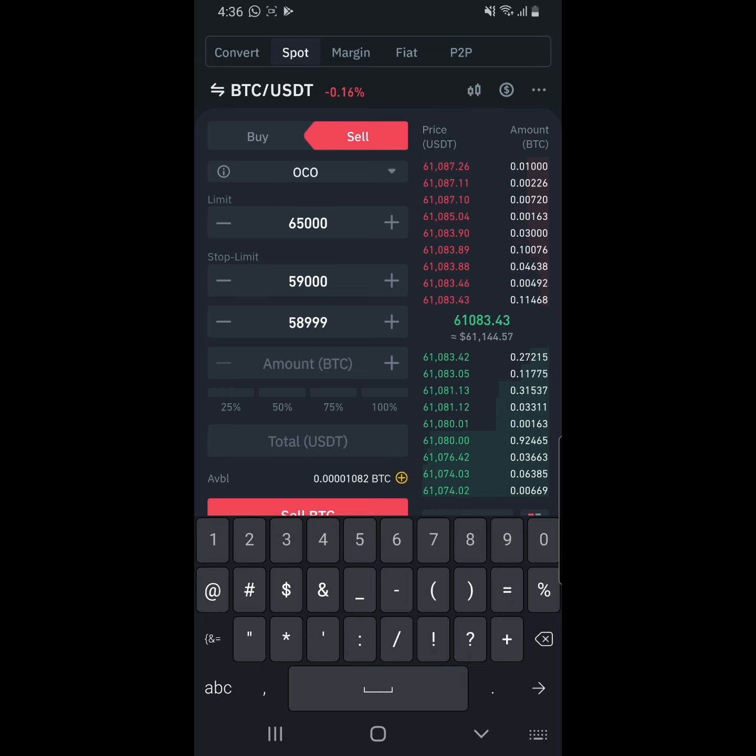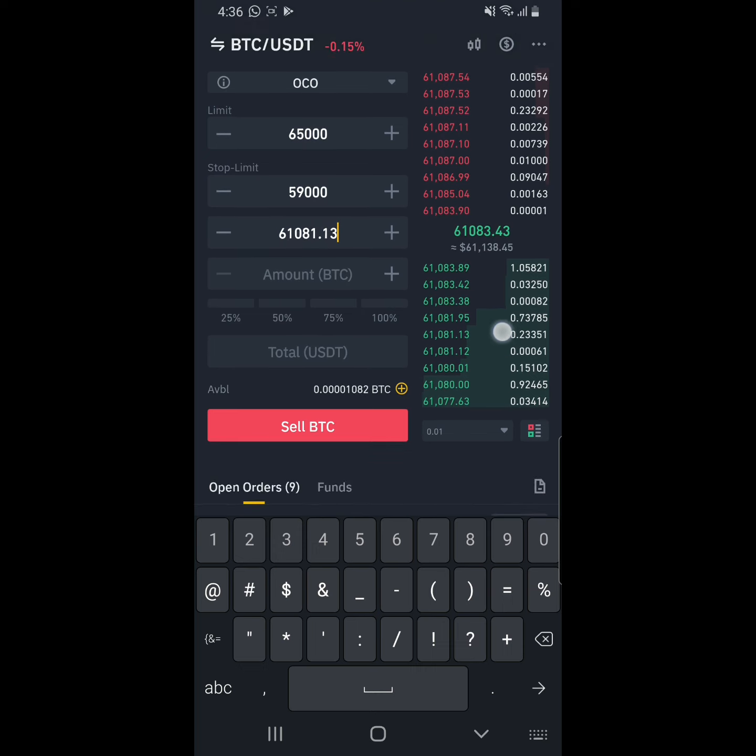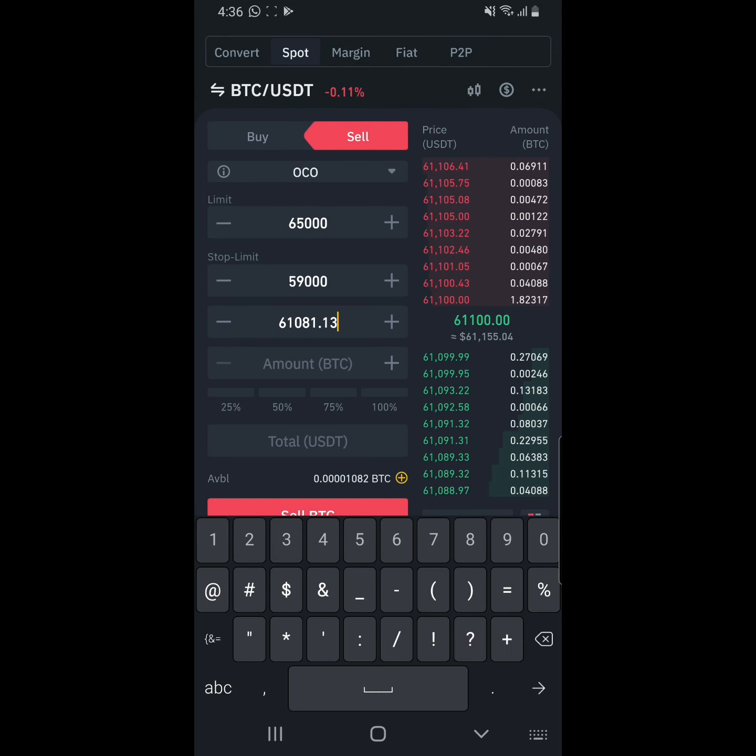Once it gets to 59,000, this order will be placed in the order books, and then before you know it, my stop limit, which is supposed to be 59, maybe a little bit 888, will be triggered. It should be a little bit lower than this particular one. That's how this thing works.